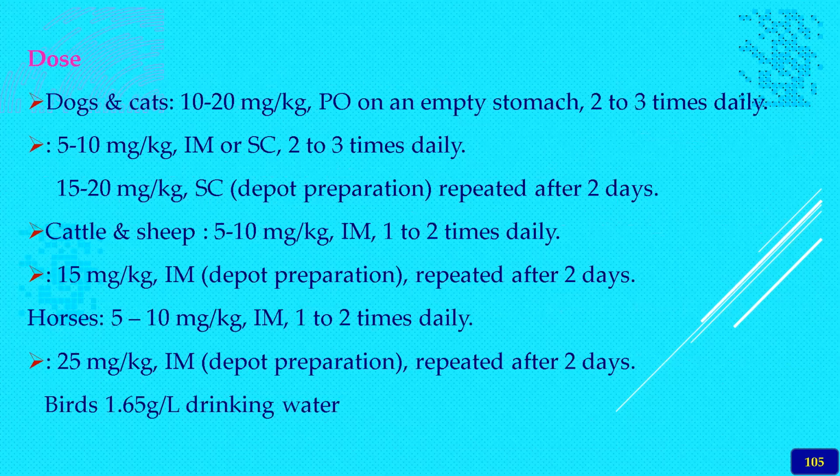And the dose of this drug, especially for dogs and cats, is 10 to 20 milligram orally. So please remember the dose range is 10 to 20 milligram. What you can remember, cloxacillin, ampicillin, etc., have got the same dosage. Whereas for cattle and sheep, it needs to be given IM at 5 to 10 milligram. It is also used as depot preparations, which can be given once in 2 days, and in birds it is used as 1.65 grams per liter of the drinking water.